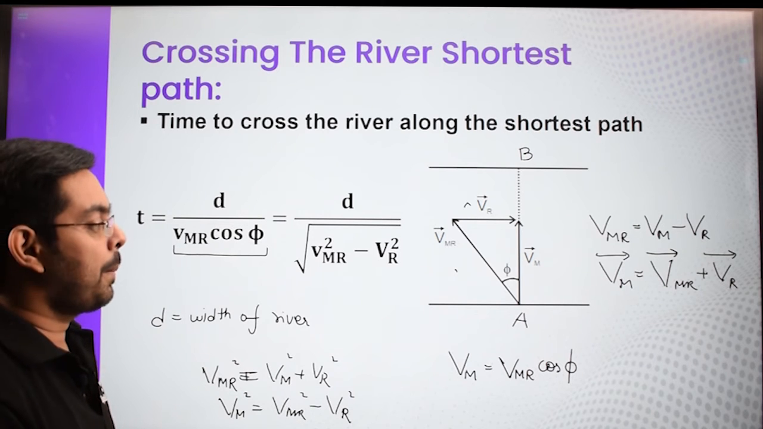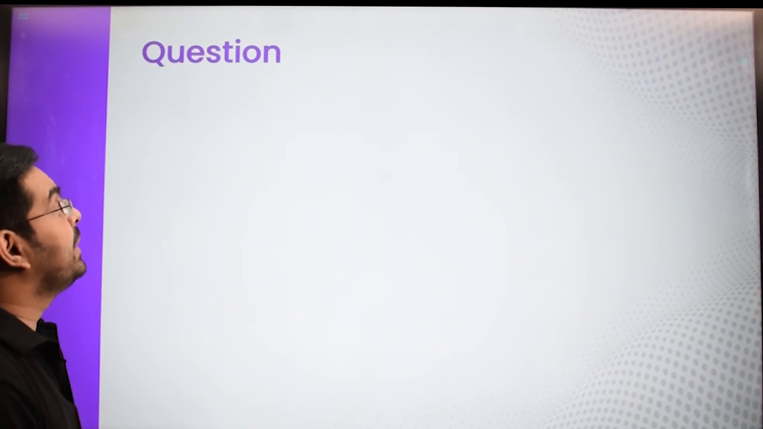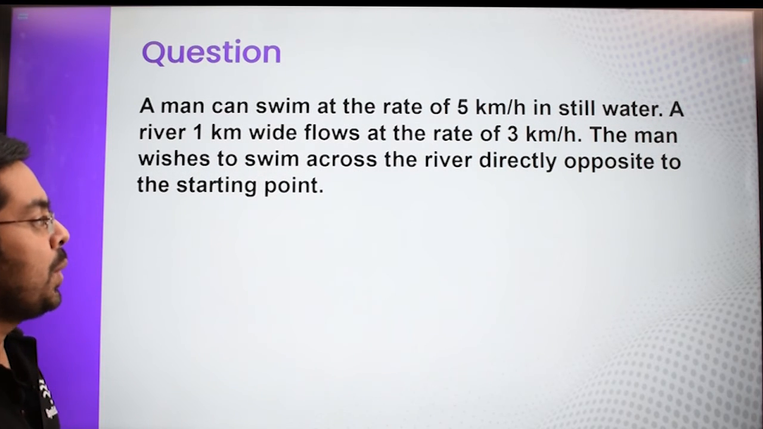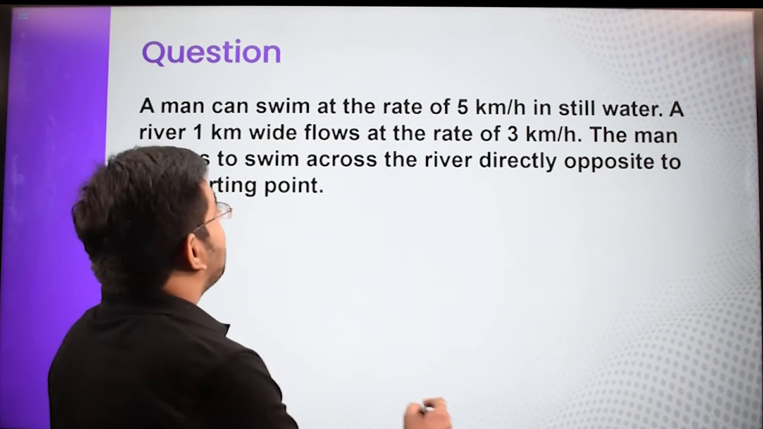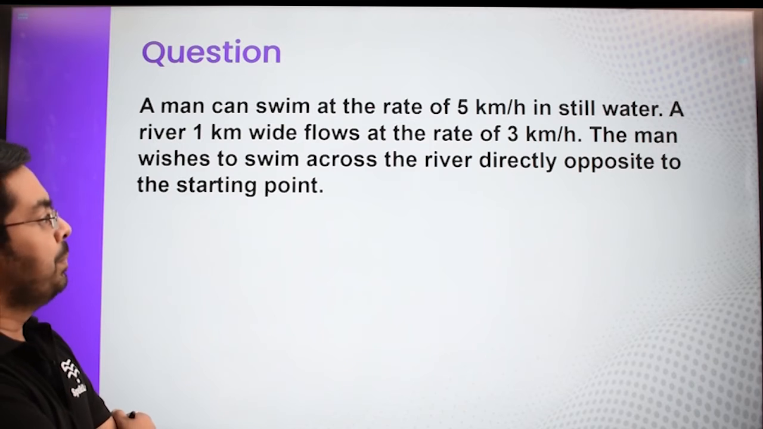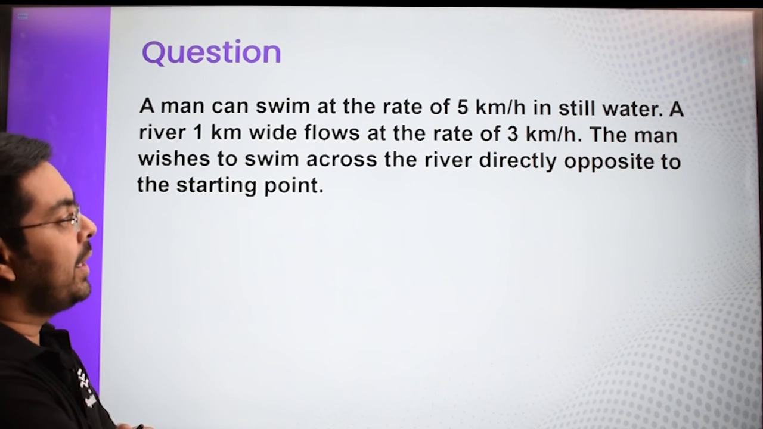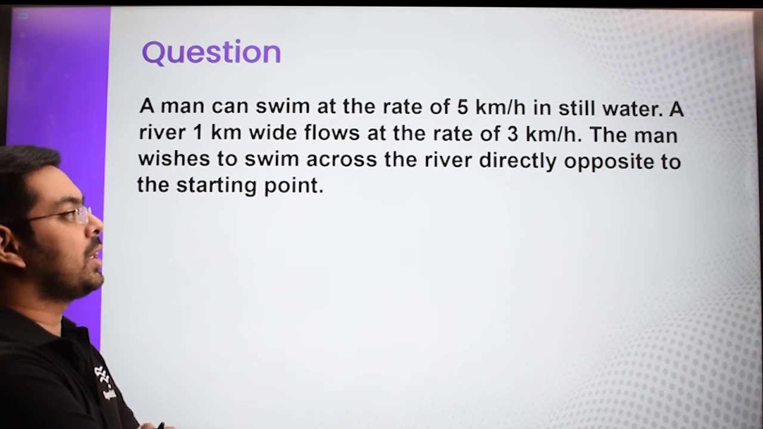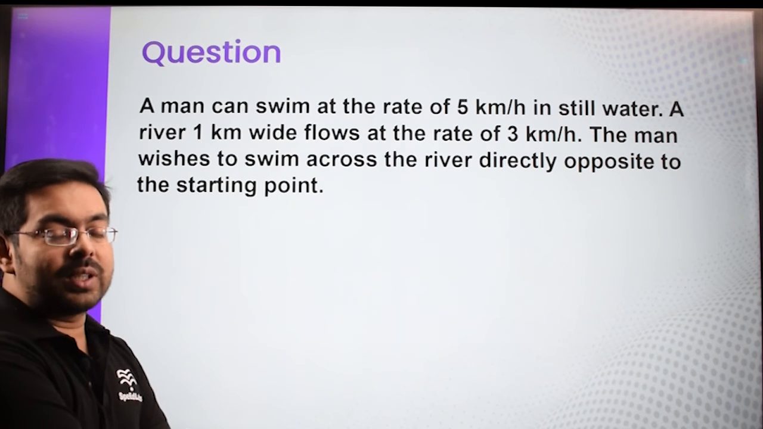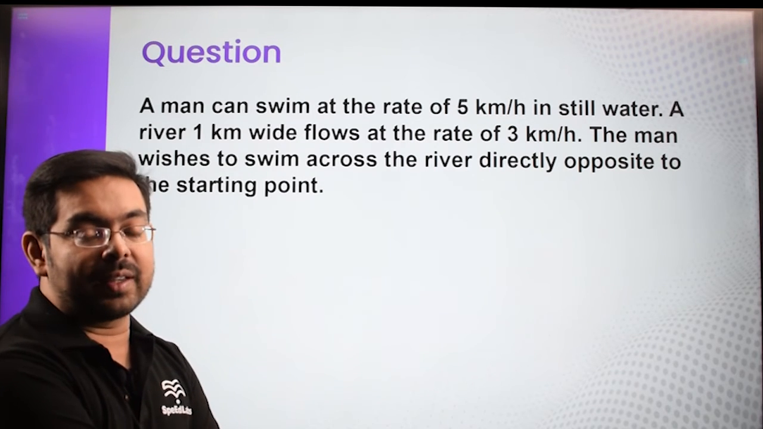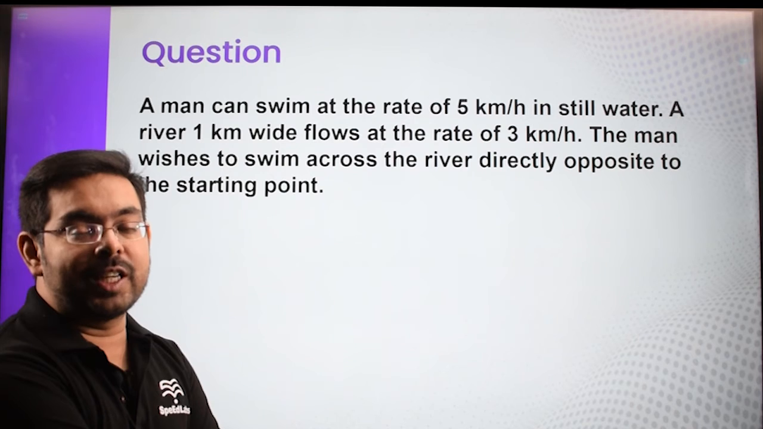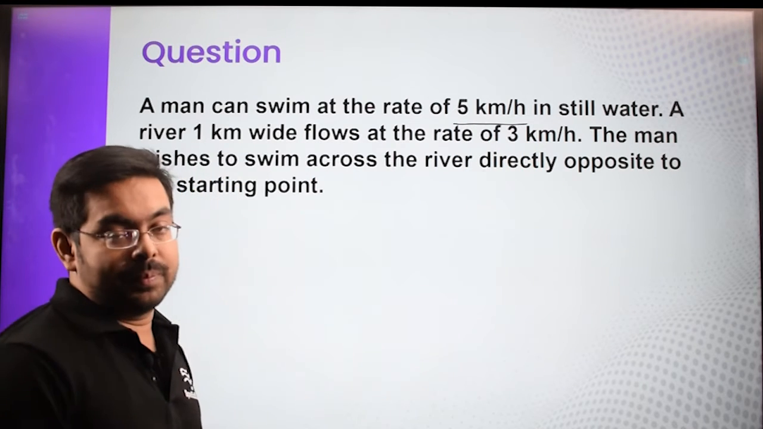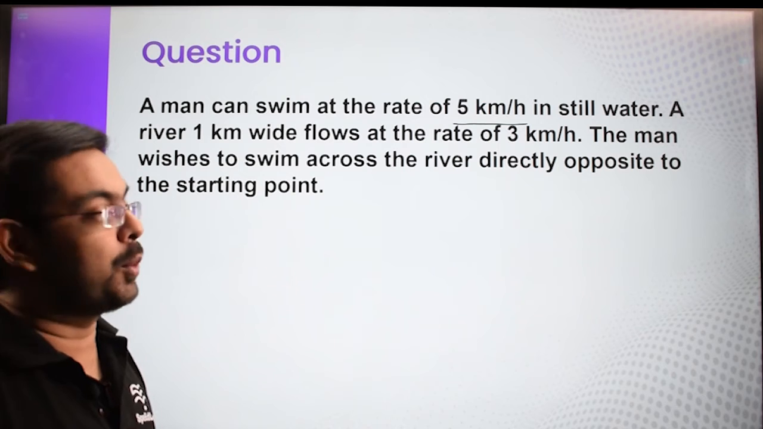Okay, see, let us take a question here, so that we can improve our understanding. See, a man can swim at a rate of 5 km per hour in still water. Okay, still water means that if the water is stagnant, then the man has the ability to swim at how much? At 5 km per hour. Okay, if the water was not flowing.